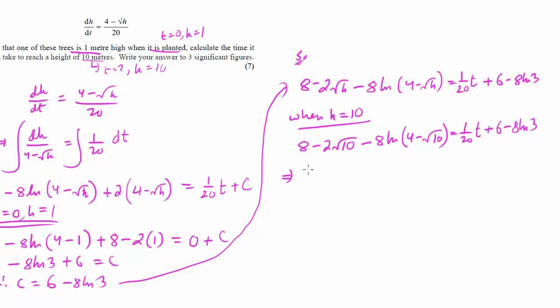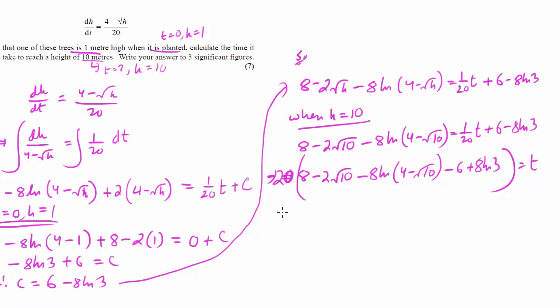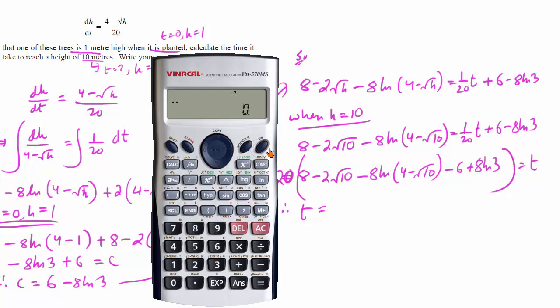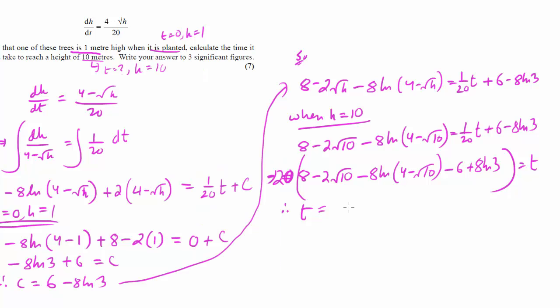Let's bring everything on one side. So it turns out to be 8 minus 4 square root of 10 minus 8 ln of 4 minus square root of 10 minus 6 plus 8 ln 3. Now we have 1 by 20 t. So if you multiply the whole thing by 20, that is going to give us the value of t. So we can now use the calculator to find this. And this turns out to be 118 years.